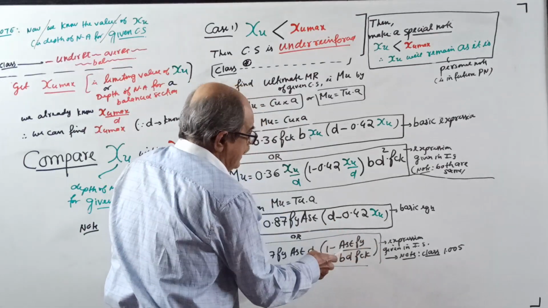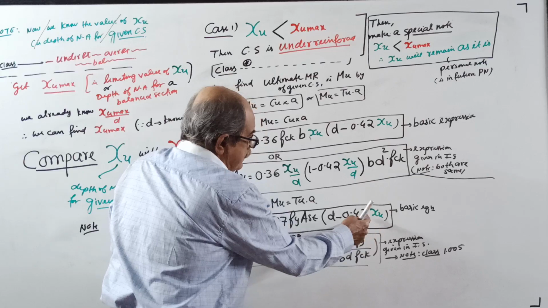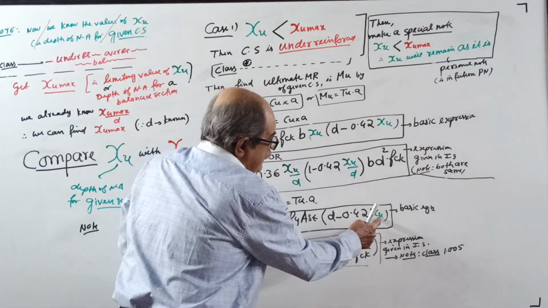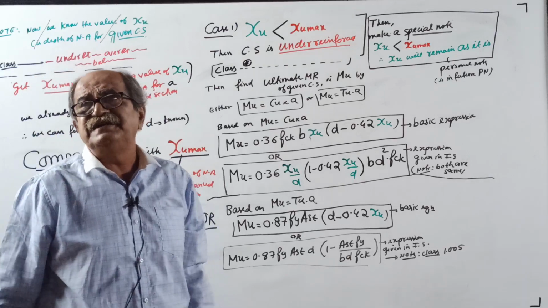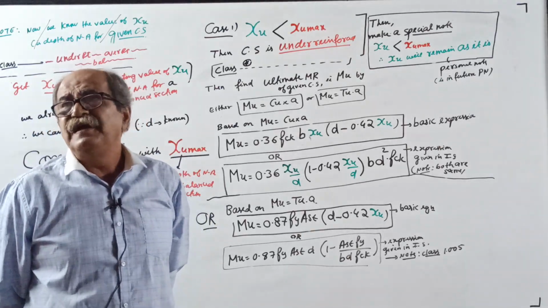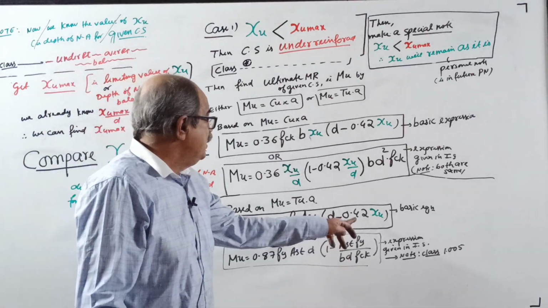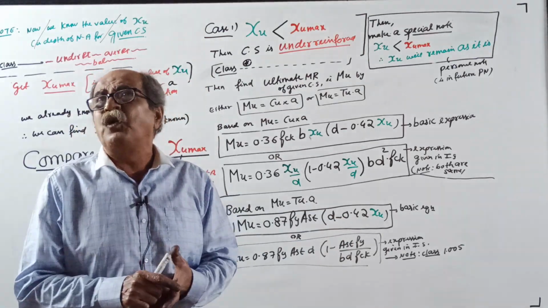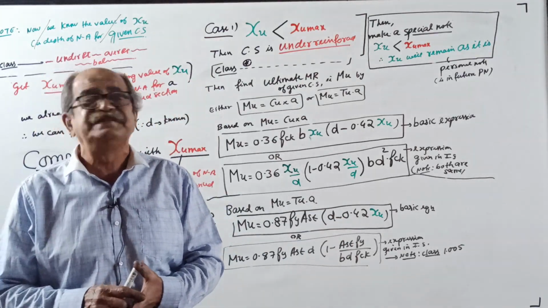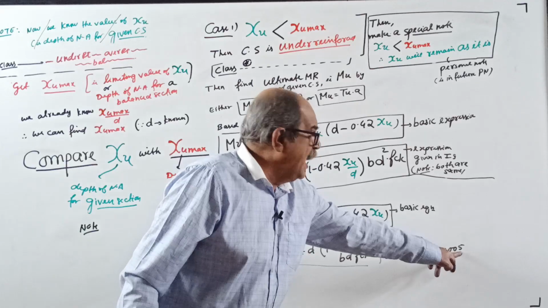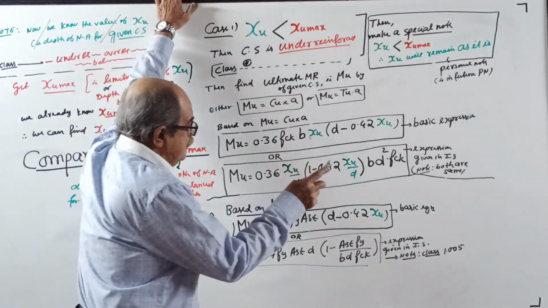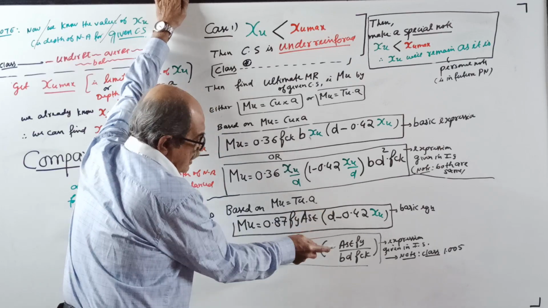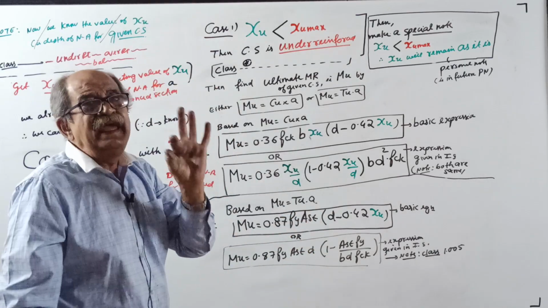IS code, what they have done is they took D outside here, then Xu by D. They used 0.87 fy into Ast divided by 0.36 fck b d, then you got 0.42 into 0.87 by 0.36. It comes to 1.005. They rounded it to 1. Therefore, if you use this equation or this equation, there will be slight variation.